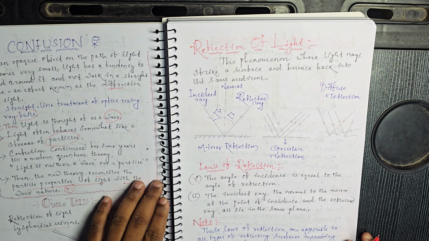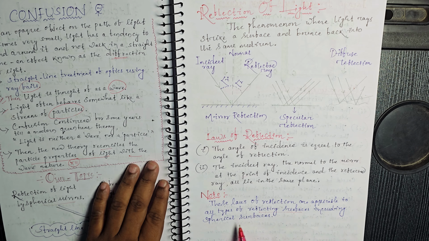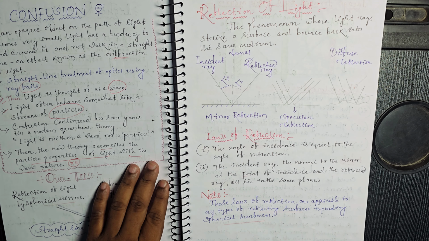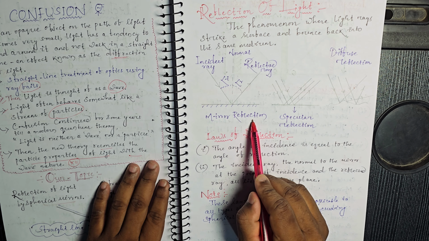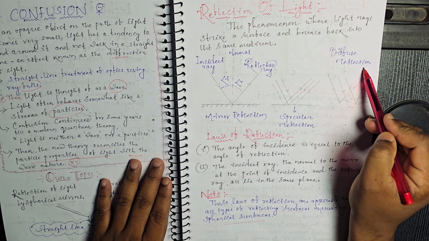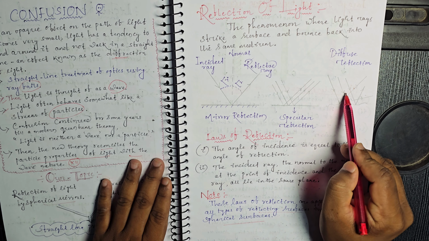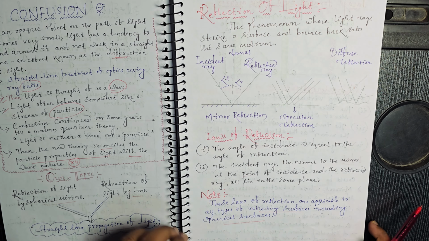Now coming to the note part. These laws of reflection are applicable to all types of reflecting surfaces, including spherical surfaces. That means whether you are talking about mirror reflection, spherical reflection, specular reflection, or diffuse reflection, in all of the possible conditions these laws are valid. Okay, I hope this is clear.